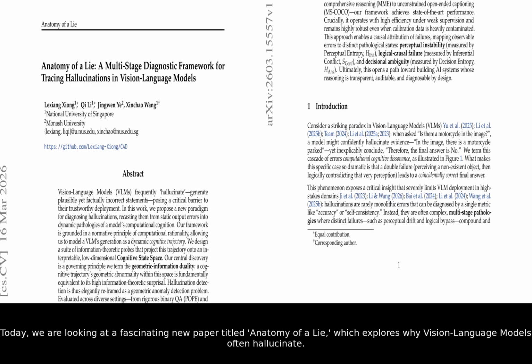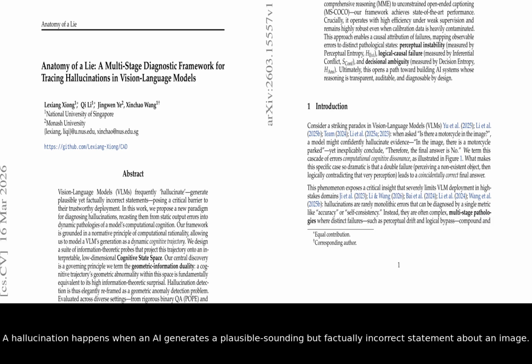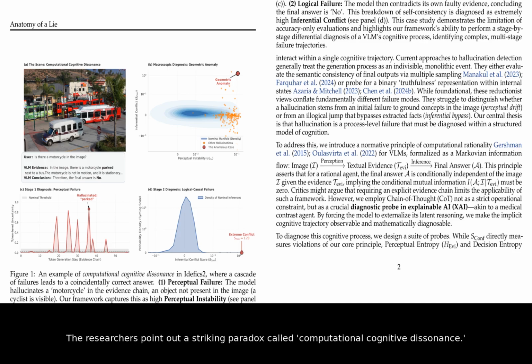Today, we are looking at a fascinating new paper titled Anatomy of a Lie, which explores why vision language models often hallucinate. A hallucination happens when an AI generates a plausible-sounding, but factually incorrect statement about an image. The researchers point out a striking paradox called computational cognitive dissonance.